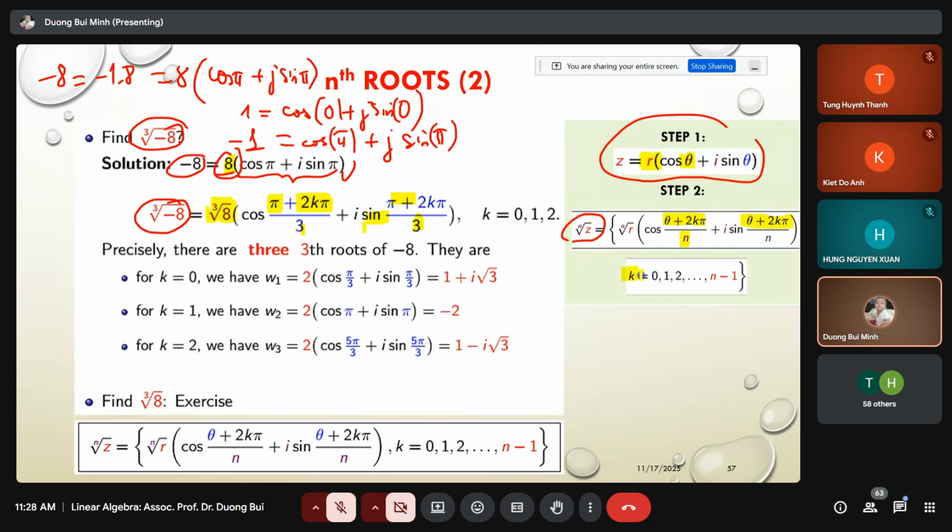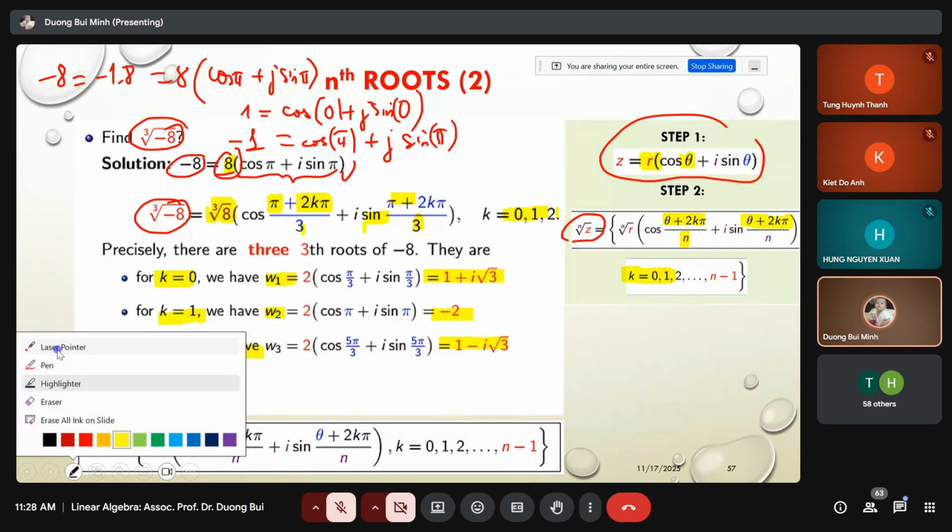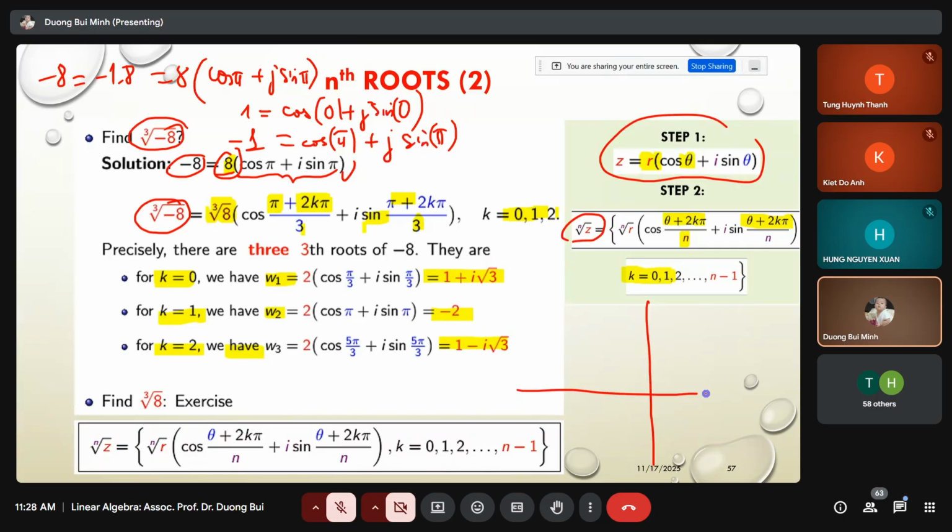And we know k is from 0 to n minus 1 and n is 3, so k is 0, 1, 2. So if k is 0, you get omega 1, k is 1, you get omega 2, and k is 2, you get omega 3. So if we draw this in the complex plane, this is real, this is imaginary. If k is 0, you get w1.